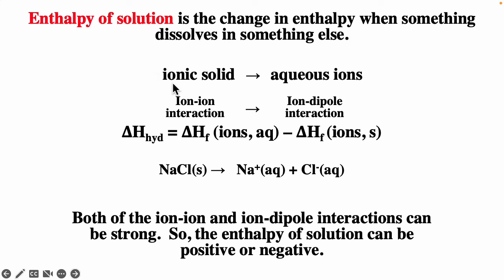And so if we look at going from ionic solid to aqueous ions, you're going from the ion-ion interaction to the ion-dipole interaction. And so the ion-ion interaction can be really pretty strong. I think it's typically like 200 kilojoules per mole. The ion-dipole interaction can be pretty strong, like 150 kilojoules per mole. And so they actually can be pretty comparable. And that's why ionic solids dissolve in water, because the ion-dipole interaction is strong enough to replace the ion-ion interaction.